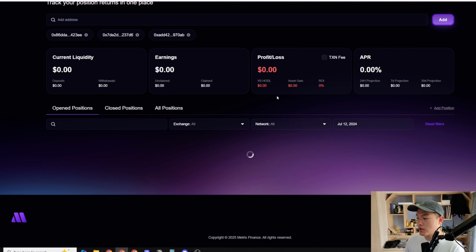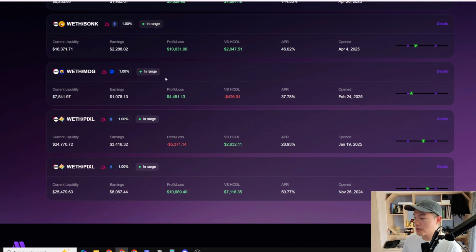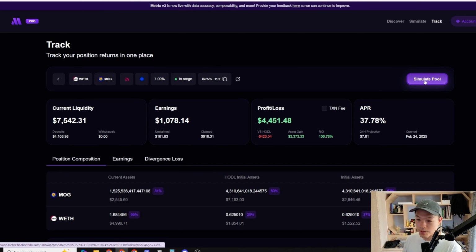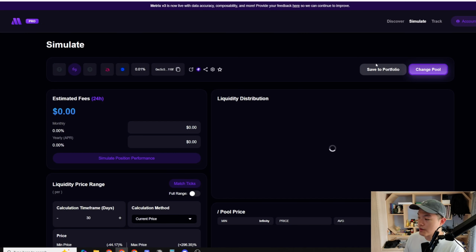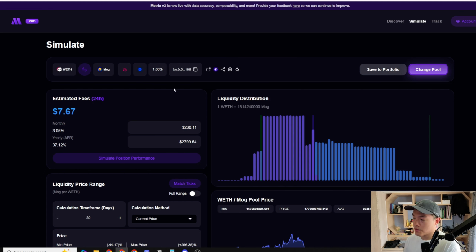So let me try to find something on my wallet here. So let's just say we're using this MOG LP that we were looking at, and then we click details, and then I could hit simulate. And again, this is the pro plan where you have to pay a monthly fee. It could be worth it, but it's definitely not necessary. I haven't been using Metrics that much recently, but it's still a nice tool to have if you can afford it.